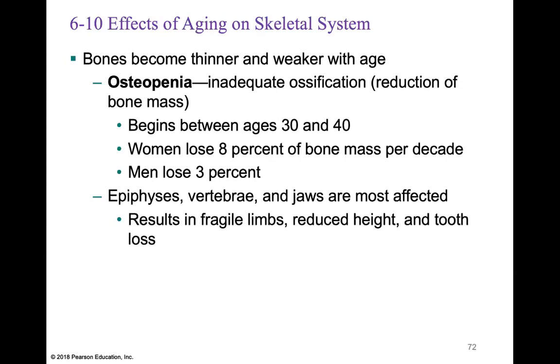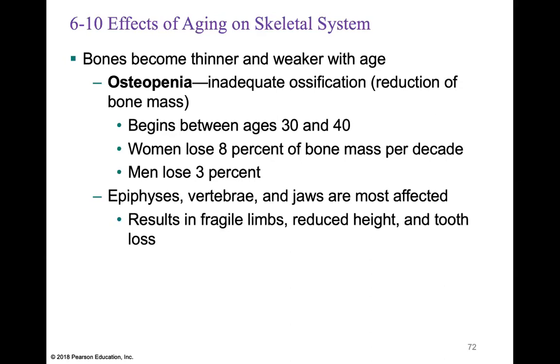The effects of aging on the skeletal system: bones will start to become thinner and weaker with age. Osteopenia is the inadequate ossification or reduction of bone mass. This begins between the ages of 30 and 40. Women will lose about 8% of bone mass per decade. Men will lose about 3%. So women are a little disproportionate here.